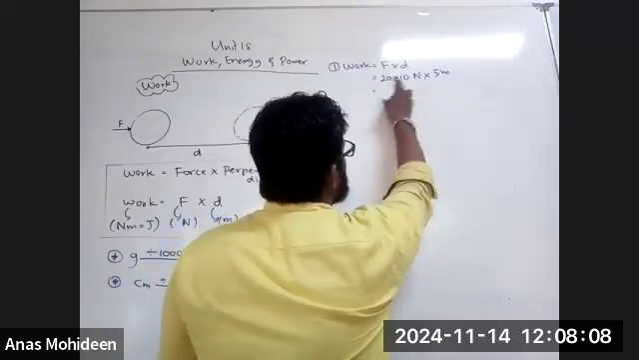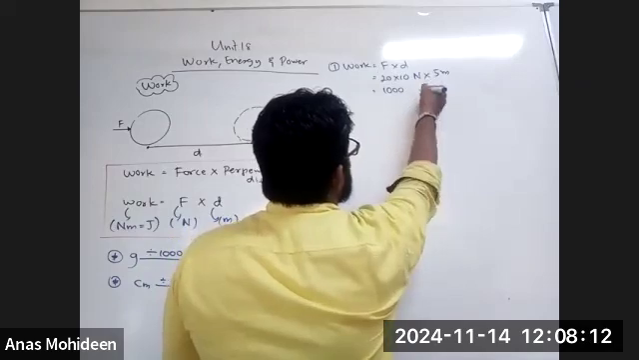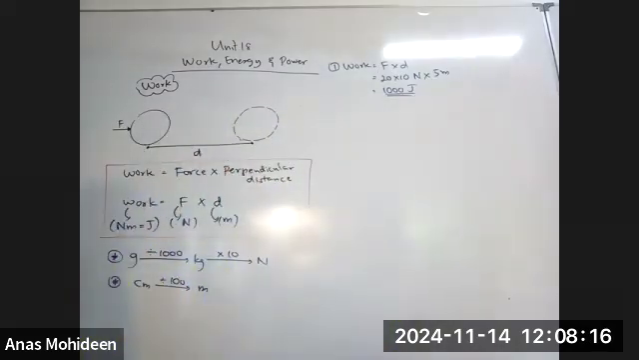How much is the answer? 20 into 10, 200; 200 into 5, 1000. What is the unit? Newton meters, which means I can write it as joules. 1000 joules of work done. You understand that? Is it clear?